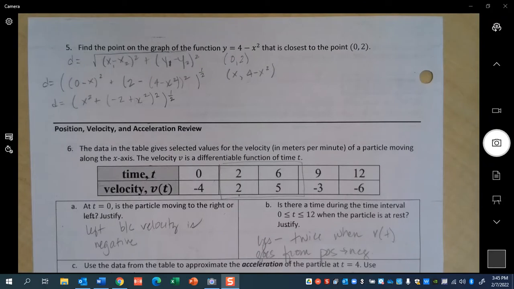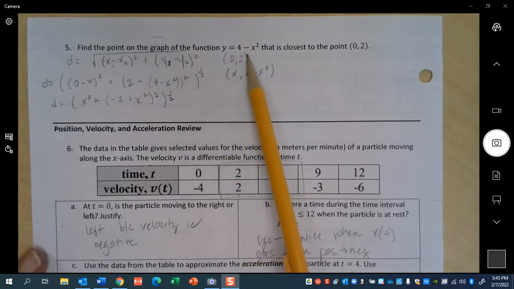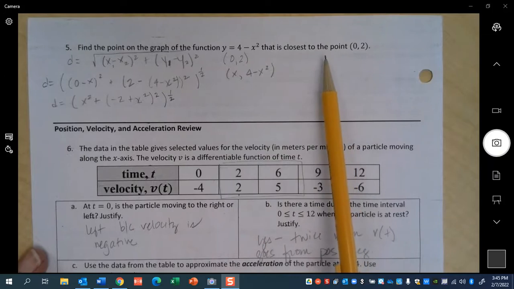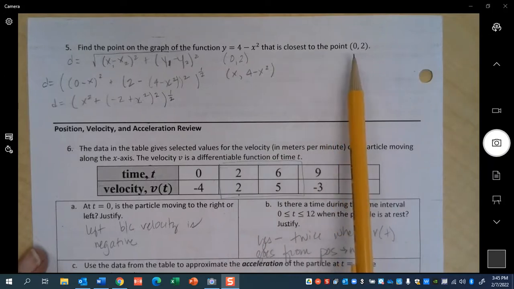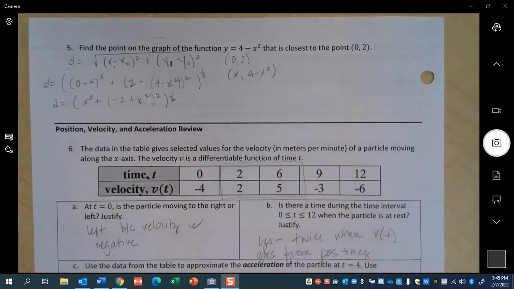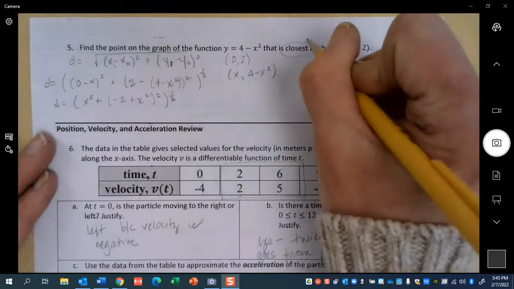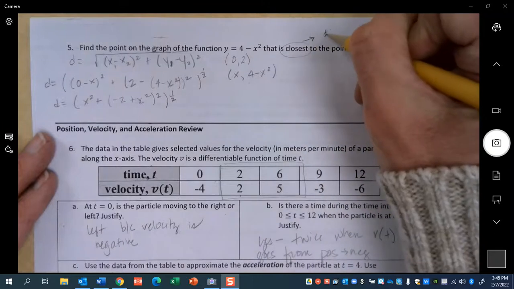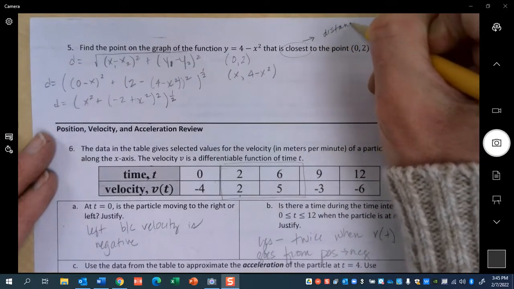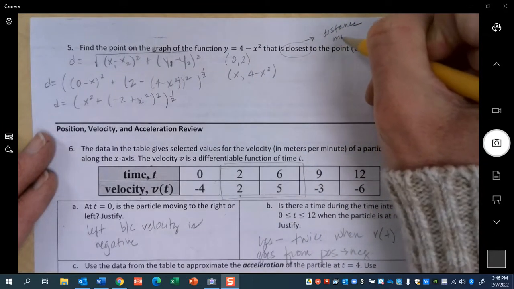All right, so this last one, number 5, find the point on the graph for this function that is closest to the point (0, 2). So remember, we're not doing the math, we're just setting it up. So here's what we need to think about. Whenever we're talking about this idea of being the closest, we're looking for our distance, and that is what we're trying to minimize.